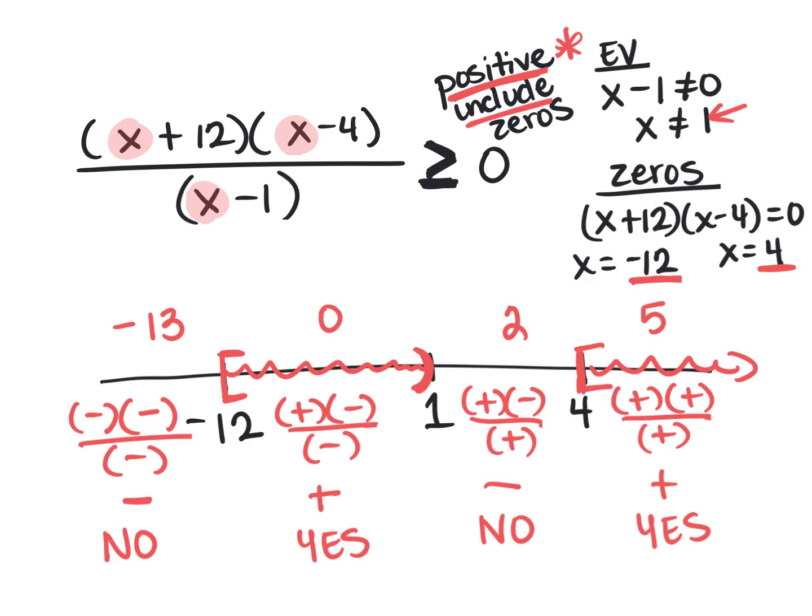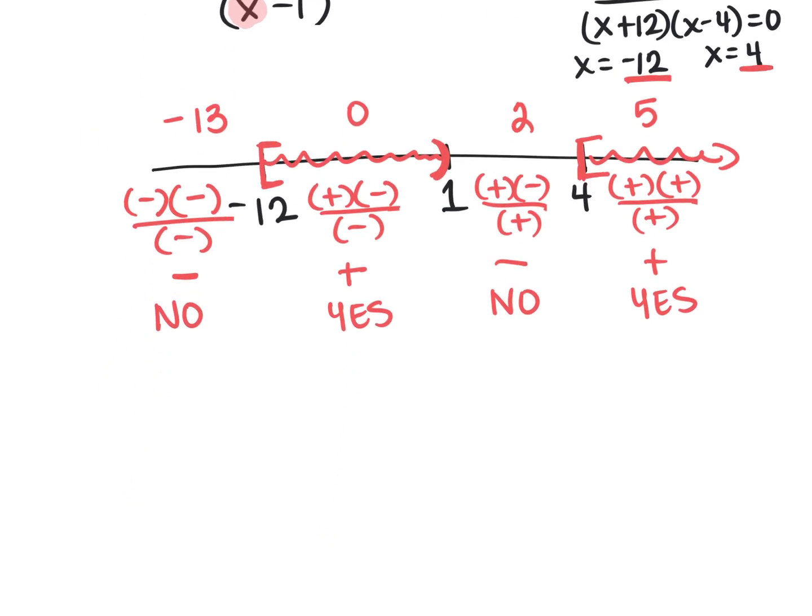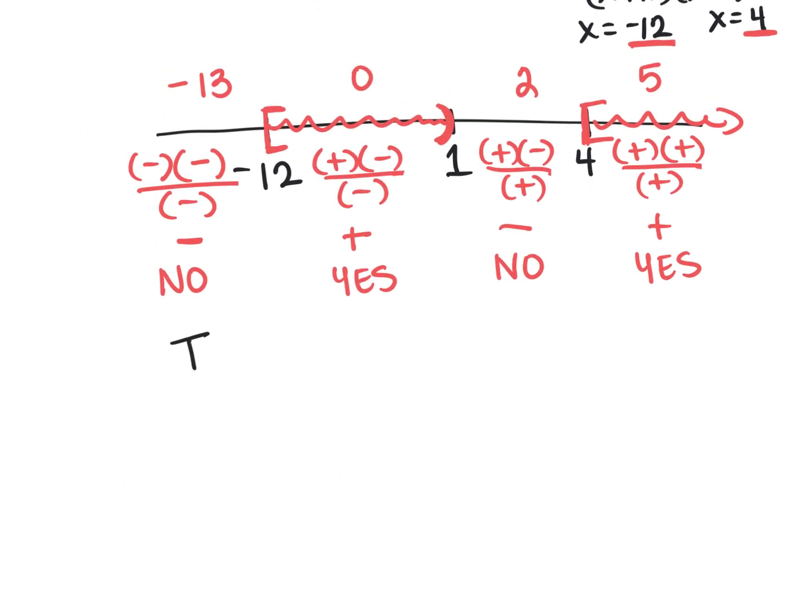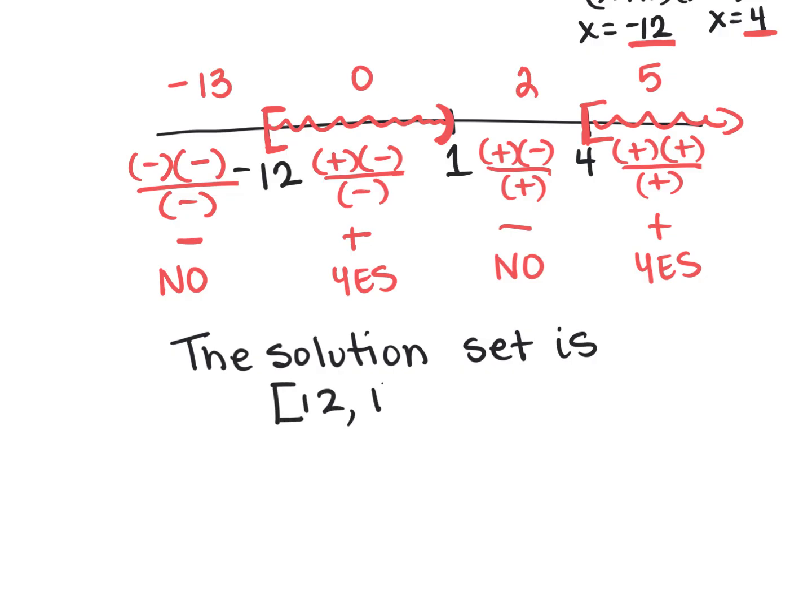So at this point, we're ready to talk about our solution set. And you need to be very, very careful about making sure that I can read whether it's a bracket or a parenthesis, because I'm not guessing. If it's not there and I can't tell which one it is, I can't give you credit for it. So this is a bracket with a 12 up to 1, and then union 4 to infinity.